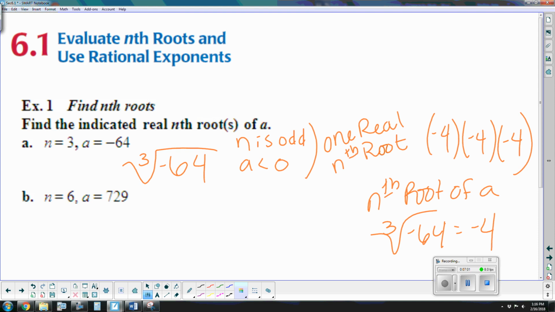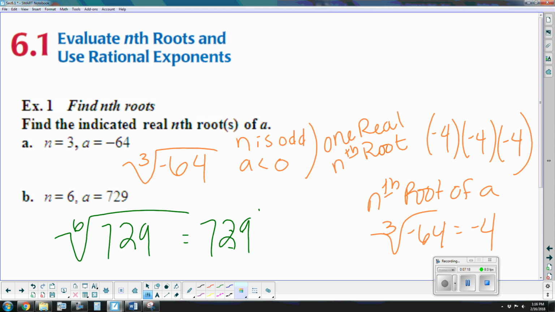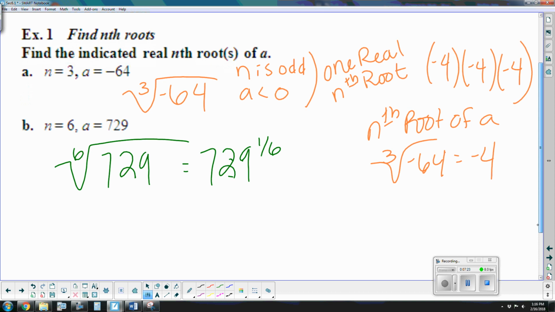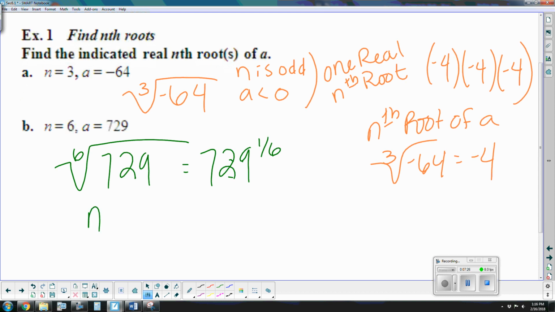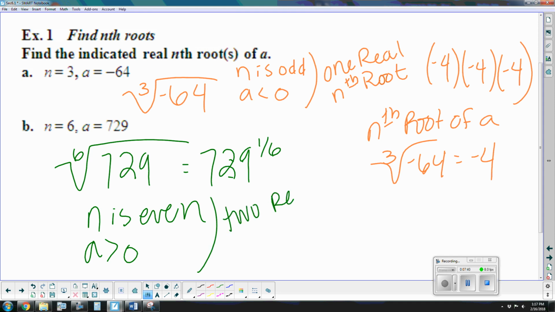Now let's look at the second example where n is 6 and a is 729. We're looking at the 6th root of 729, which is the same as 729 to the 1/6 power. Now we know our n is even, and we know our a is greater than 0. So we have 2 real nth roots.